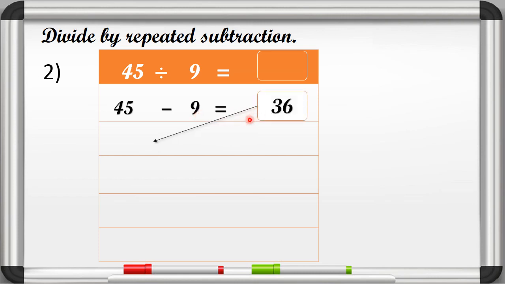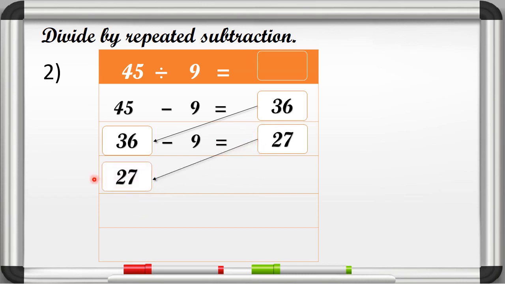Now we have to subtract 9 from 36. So here we will write 36 minus 9. Now keep 36 in your mind and 9 on your fingers. Let's start backward counting again. 35, 34, 33, 32, 31, 30, 29, 28, 27. So here we will write 27. Now we have to subtract a 9 from this 27.